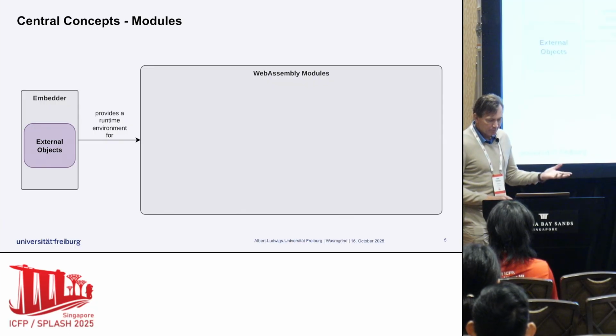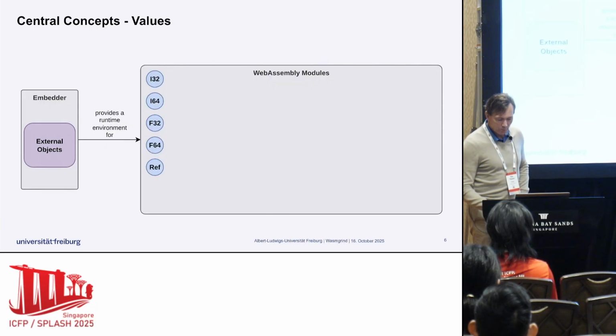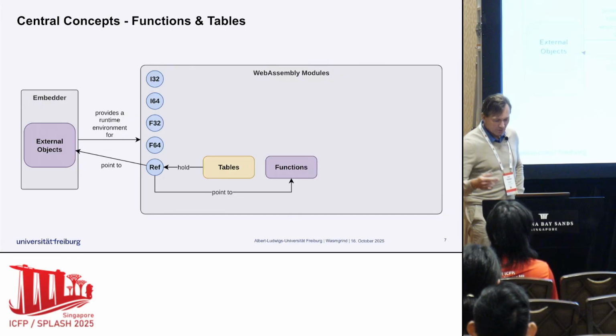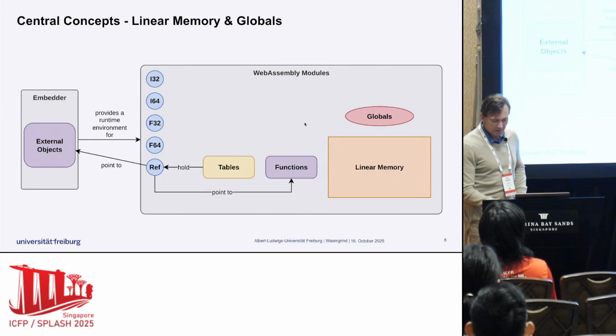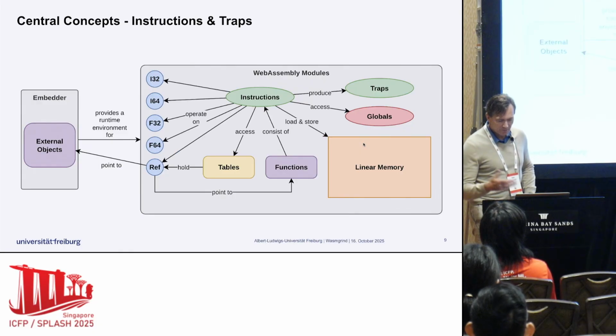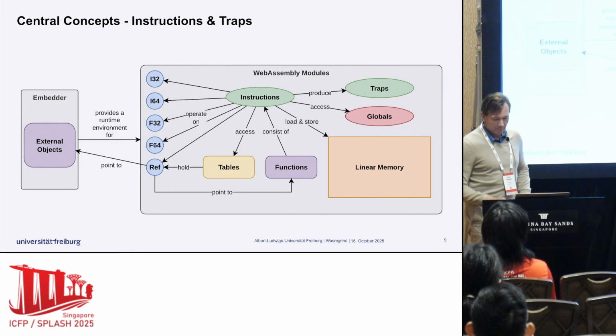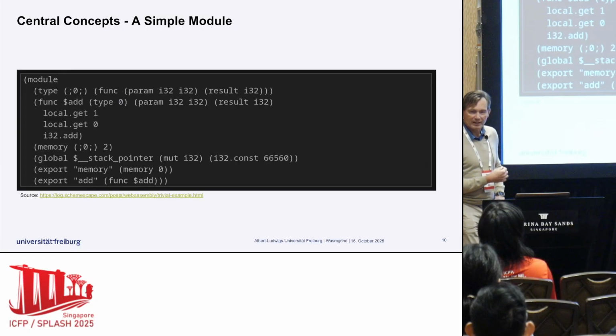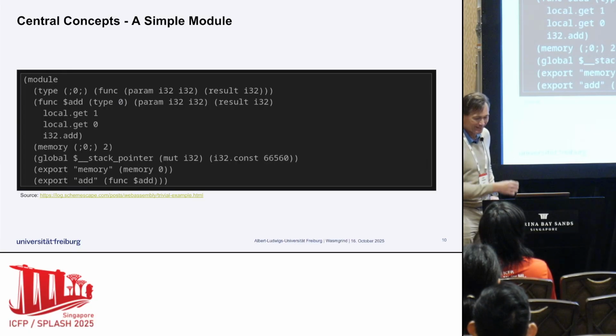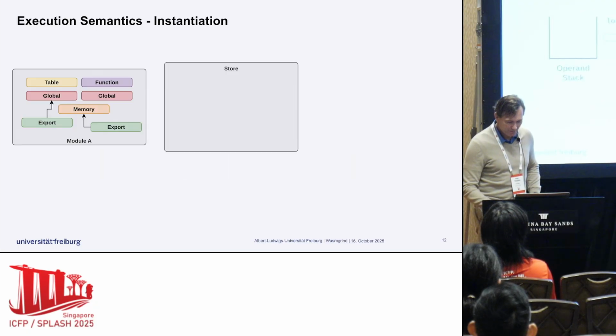Right. So then you've got WebAssembly modules, and you all know the components of that. You essentially have tables with references to functions and to external objects. Then when you instantiate a WebAssembly module, it obtains linear memory from the embedder. Globals are initialized, and finally you have the instructions that do their job. And I guess I don't really have to explain any of that to you. So let me go over that fairly quickly.